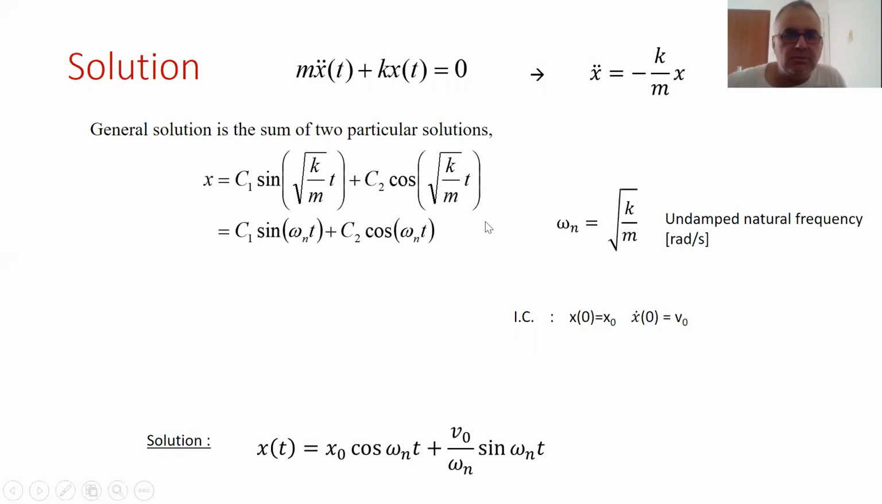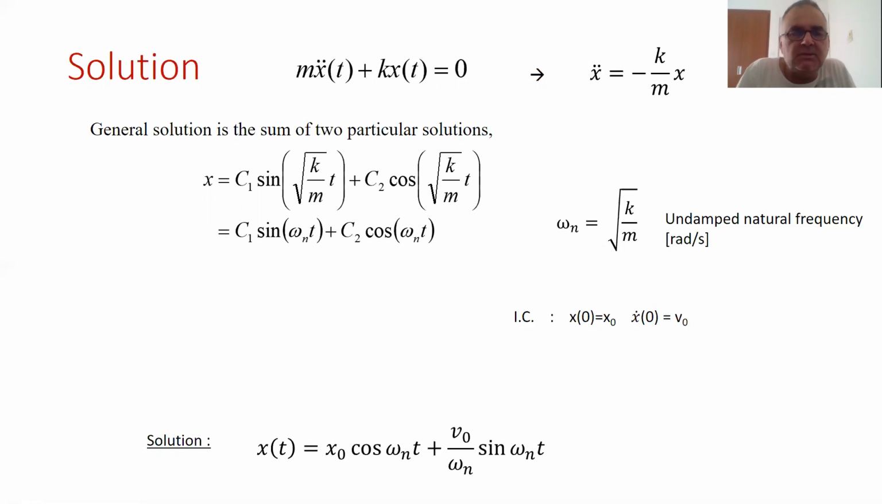So the total solution for your system is C1 sine omega nt plus C2 cosine omega nt. Now here, there is an interesting thing. Omega n we define as root k over m. It comes from this k over m here. It is the frequency of oscillations of the system. And we call it the natural frequency because it is the frequency of free oscillations.